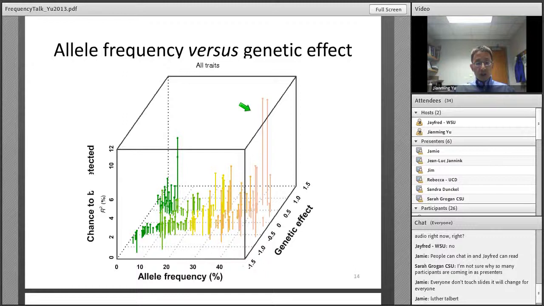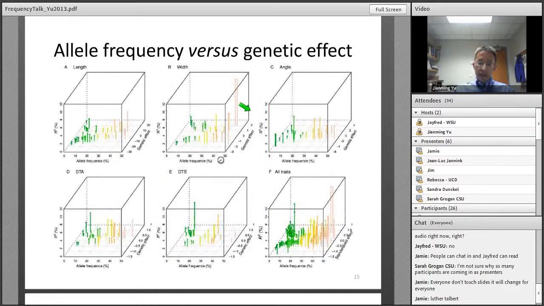This is a 3D plot. On the x-axis is the allele frequency. On the y-axis is the genetic effect, which is scaled from minus 1.5 to 1.5. This is overall the 5 traits, 5 quantitative traits. And on the z-axis is the chance to detect these QTLs, and then the R-square value.